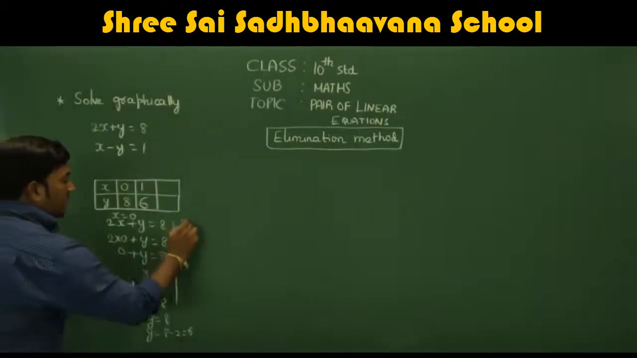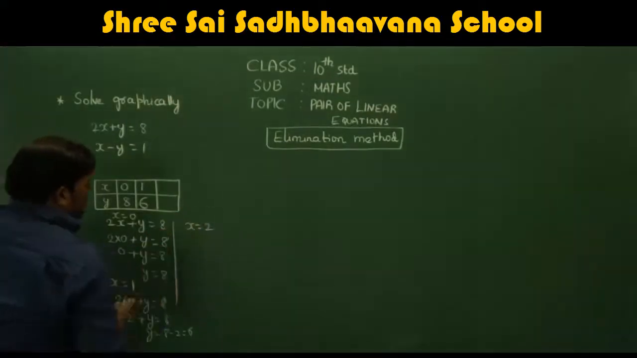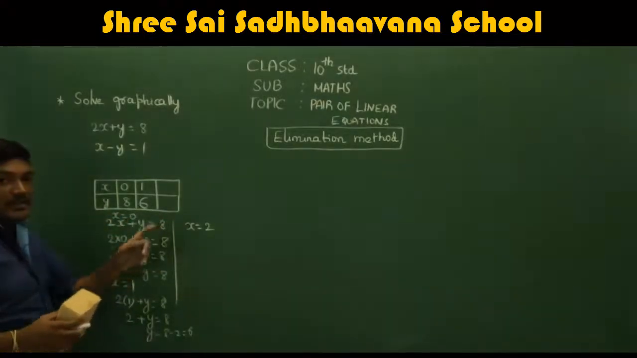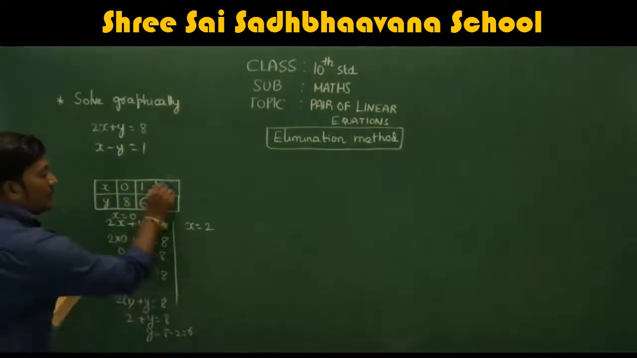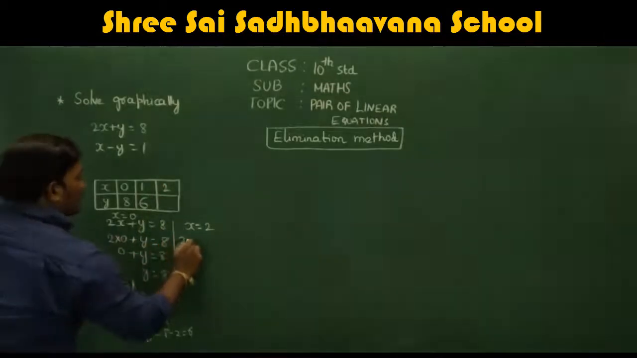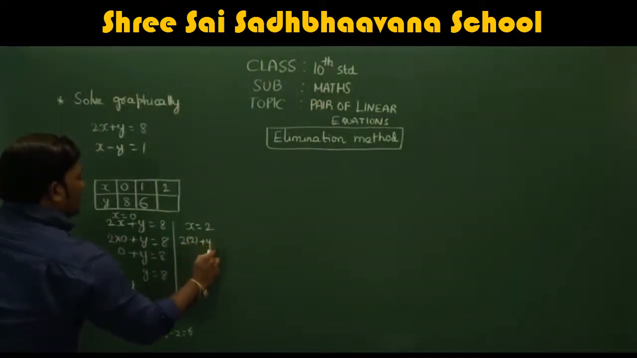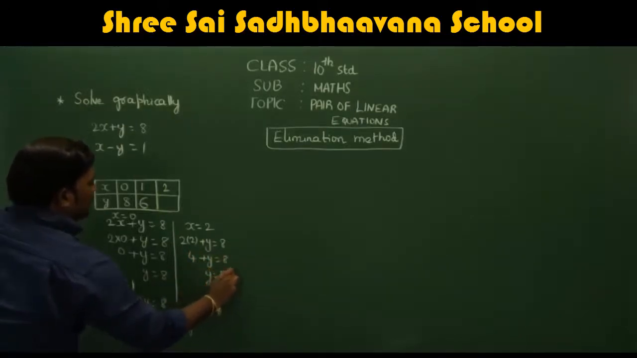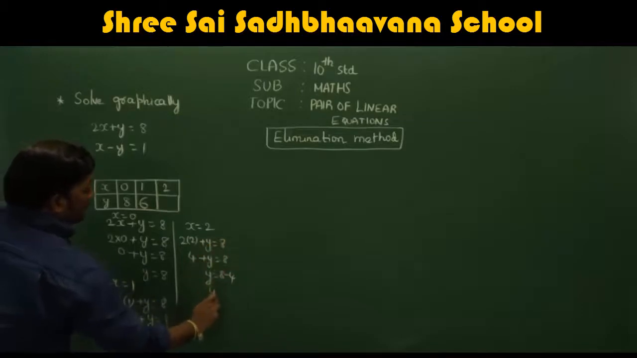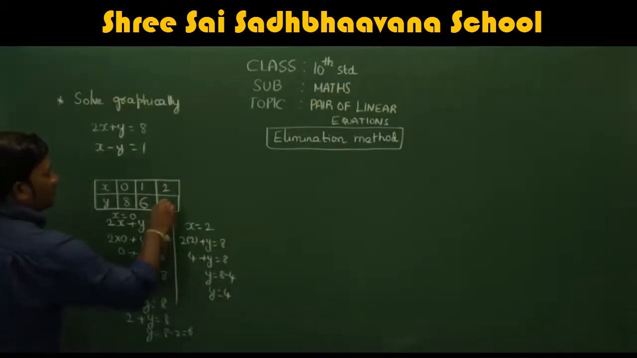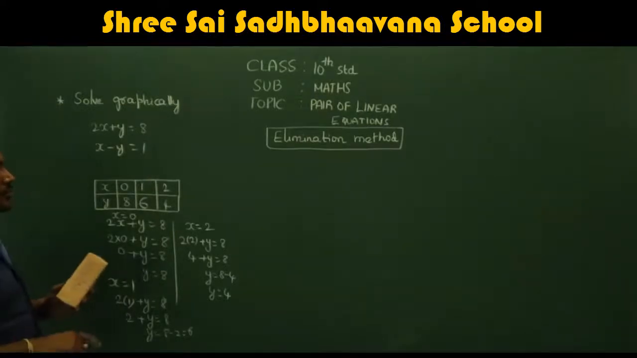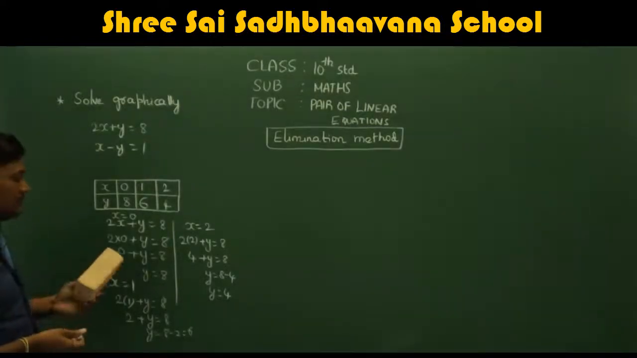Next, x is equal to 2. Here again, I took x is equal to 0, x is equal to 1. Similarly, I am going with the next number, x is equal to 2. So 2 into 2 plus y is equal to 8. So 4 plus y is equal to 8 and y is equal to 8 minus 4. So y is equal to 4. For x is equal to 2, we got y is equal to 4.